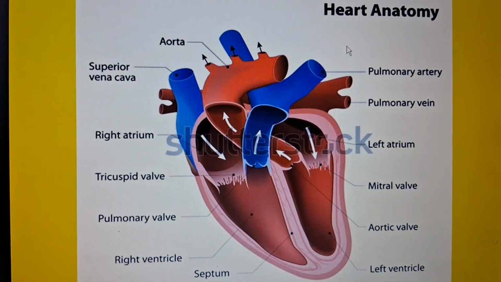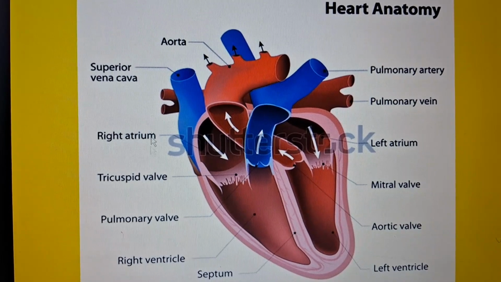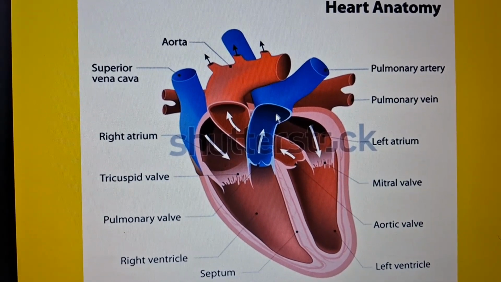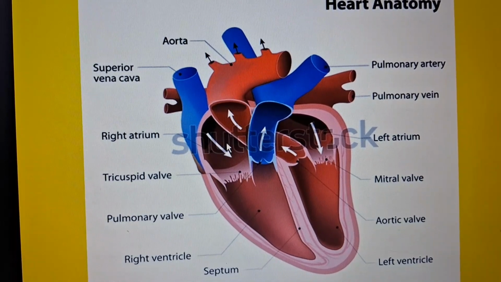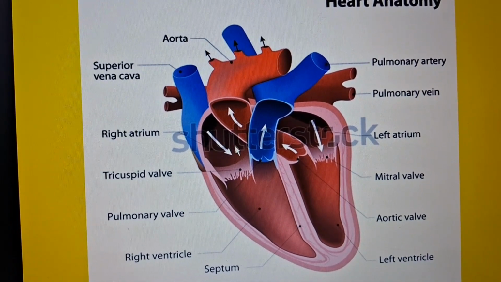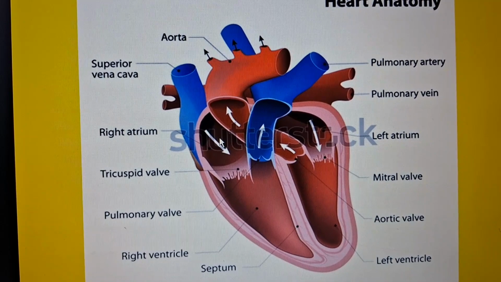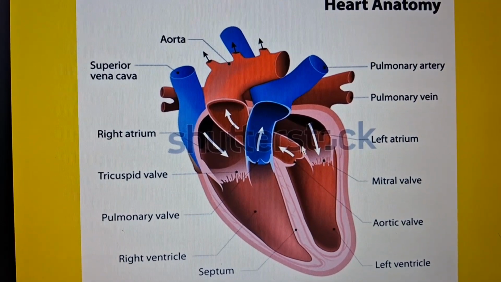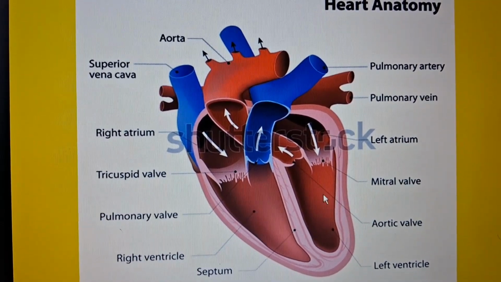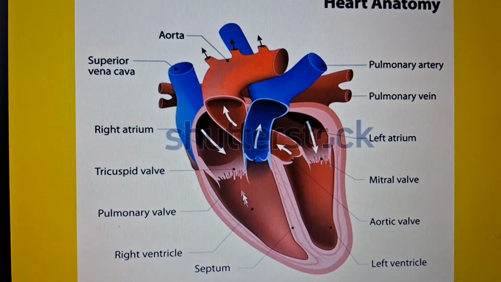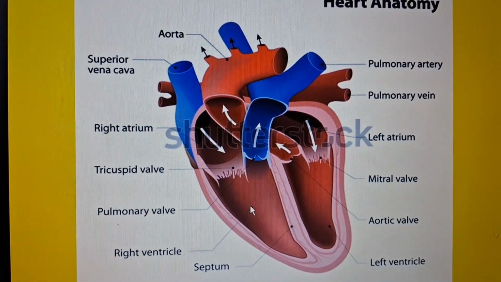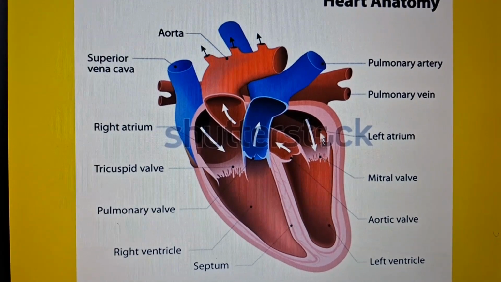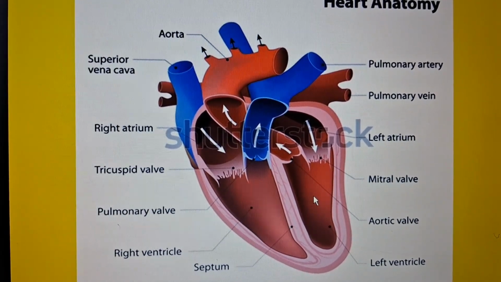Structure of human heart. This is the heart anatomy, meaning the diagram of the human heart. Now, what are the chambers present in the heart? There is the auricle or atrium. This is the right side of the heart. So right atrium, right ventricle, left ventricle. The right side of this heart always consists of deoxygenated blood, impure blood, while the left side of the heart contains oxygenated blood or pure blood.